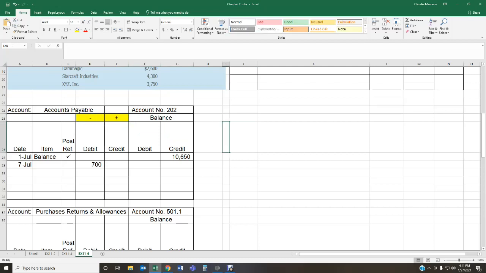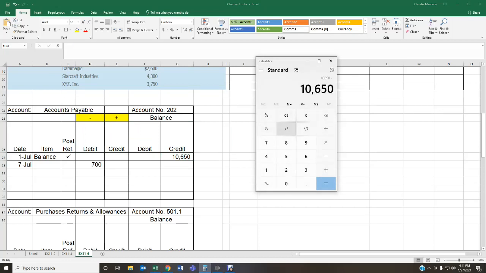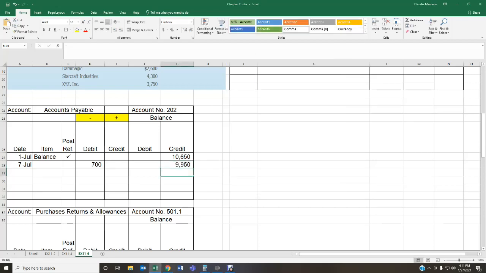I'm going to highlight these, that way you know what we need to do, subtract or add. And we get these from our accounting equation. So you need to know what the normal balances of your accounts are. So I know I've got $10,650 and I'm going to subtract $700. That gives me a balance of $9,950 credit. You're always going to leave the balance on the credit side until it goes to the opposite side, then that's when you move it. But most of the time, your normal balance should be in the credit column.